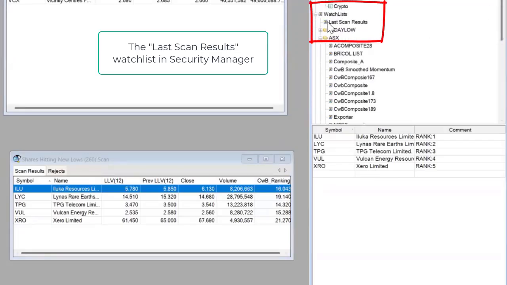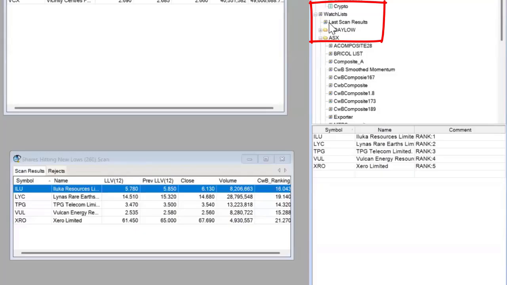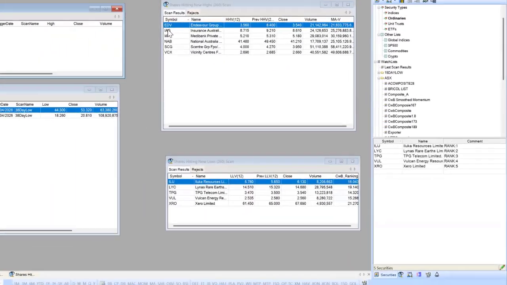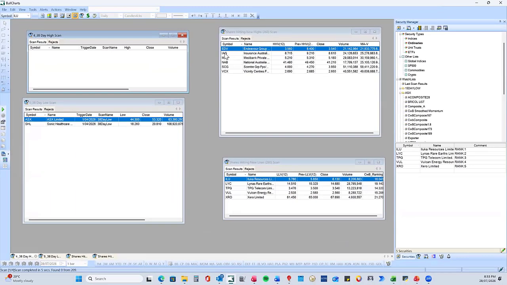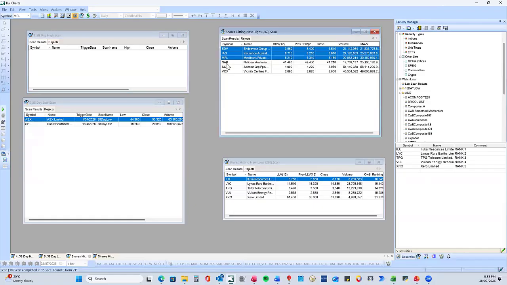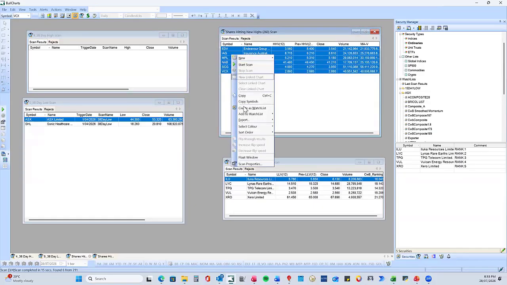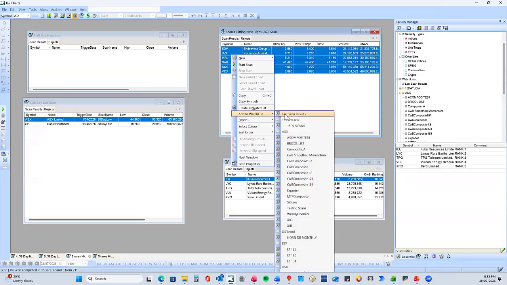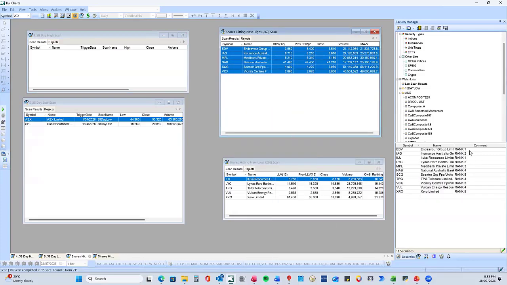Last scan results. Now, if you want to make one composite watch list from that, I'm holding the left button down, Control, add to the watch list, and I'm adding it for last scan results. And you can see it's added now to the last scan results. So I'll go over here and I'll do the same with these two.